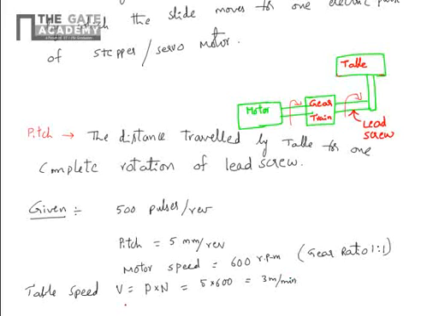BLU is the distance traveled by the table per one pulse. So BLU equals 5/500, equal to 0.01 mm. So for one pulse, the distance traveled by the table is called BLU.